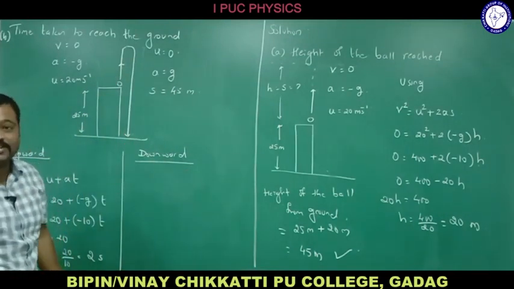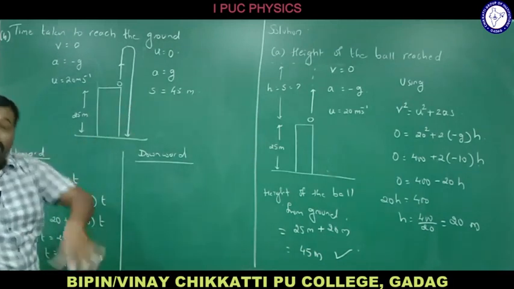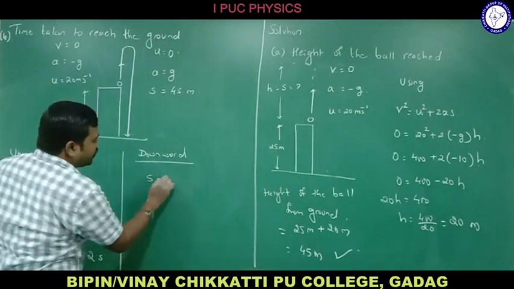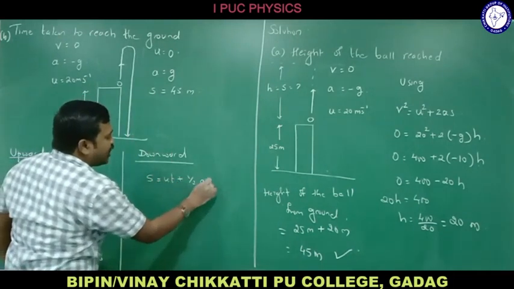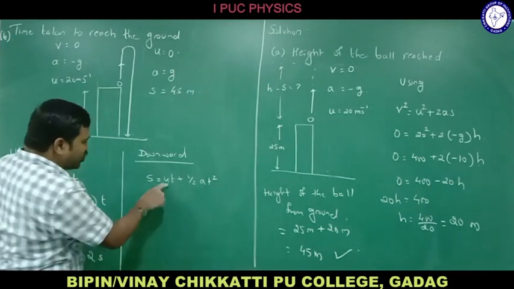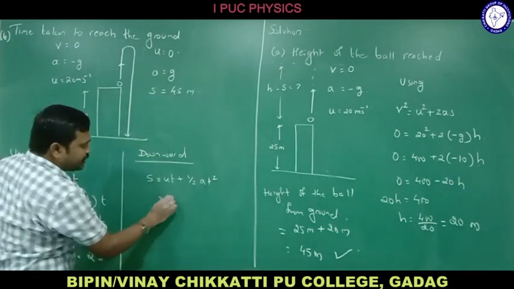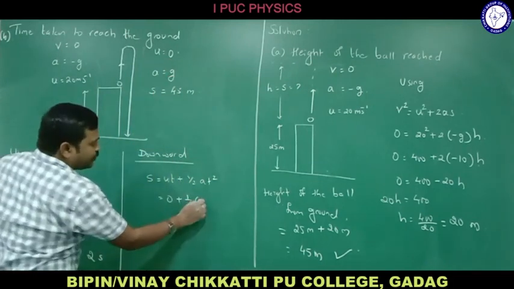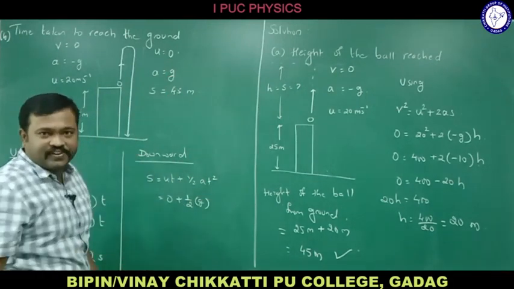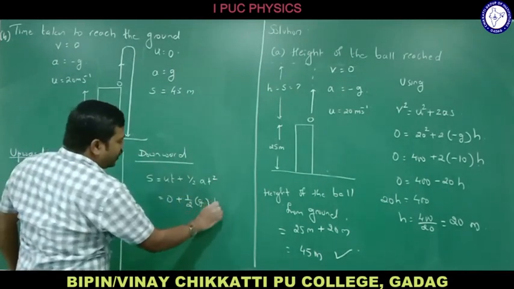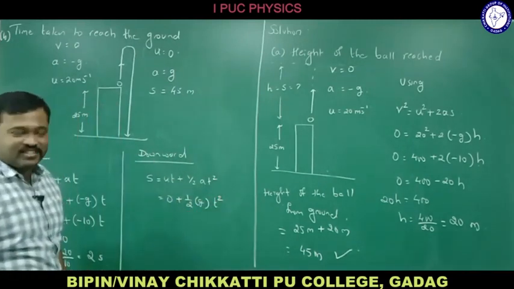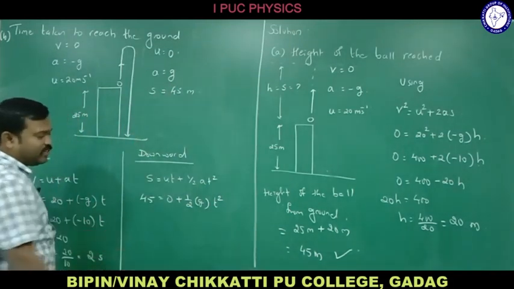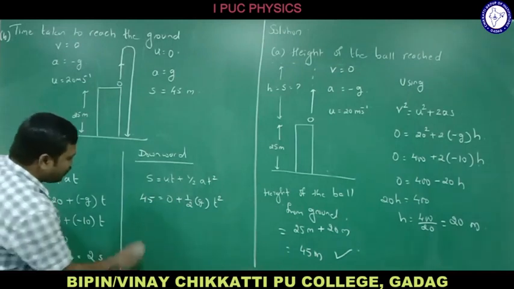By using which formula? s equal to ut plus half at square, because time is there in that. What is the initial velocity? It is 0. Plus half a, where a is nothing but the acceleration due to gravity, because it is falling downwards. Then t square we need to calculate. What is the displacement? 45, right? Let us calculate this.